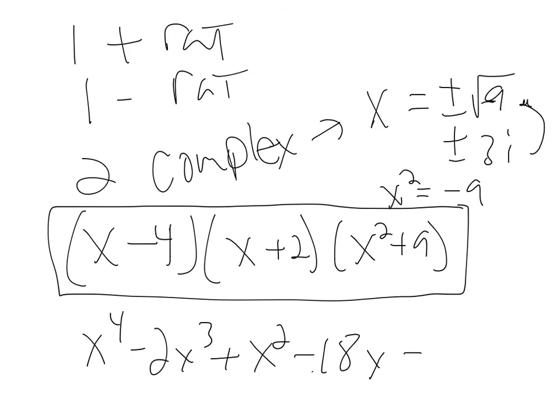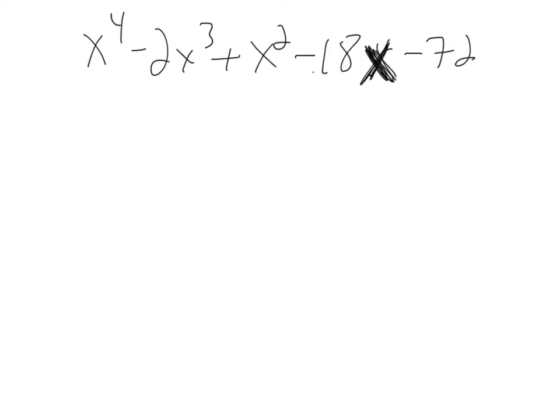Minus 72. So now we're going to pretend we didn't know where this came from and apply everything we know up to this point and try to come up with these factors and zeros. So the first thing we're going to do is try to find all the possible factors using that P over Q trick. Stop the video, try it, then come back and compare it to mine.